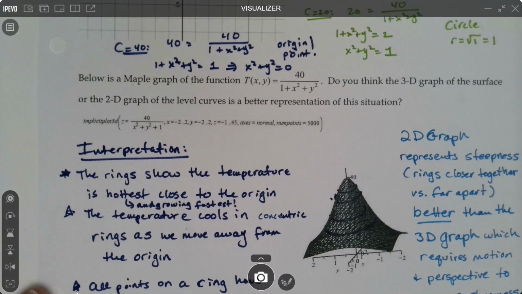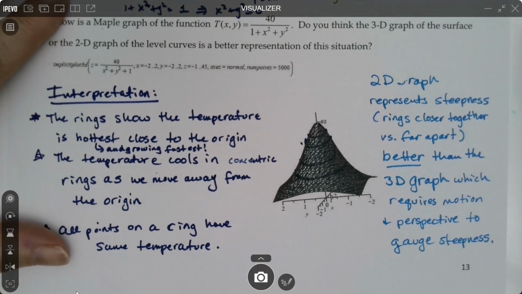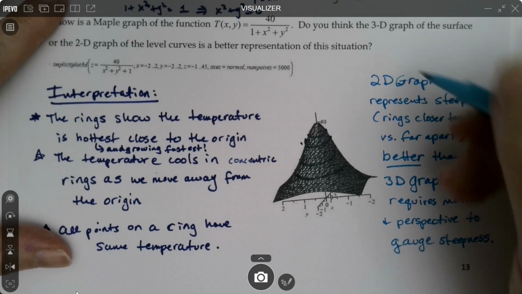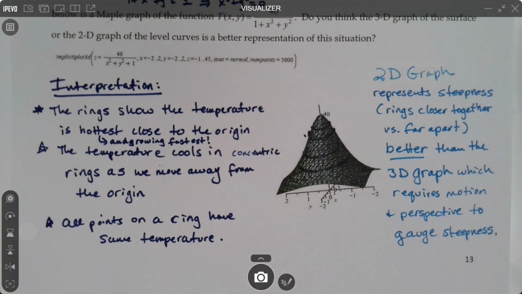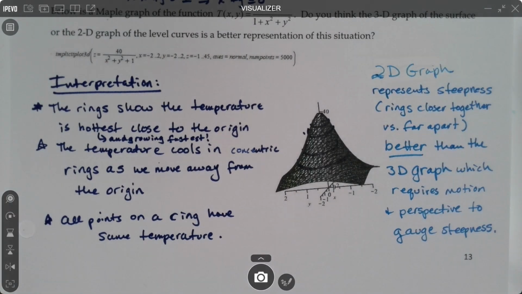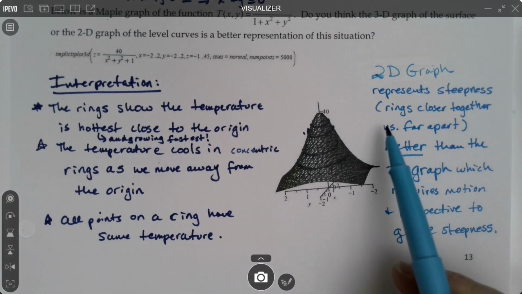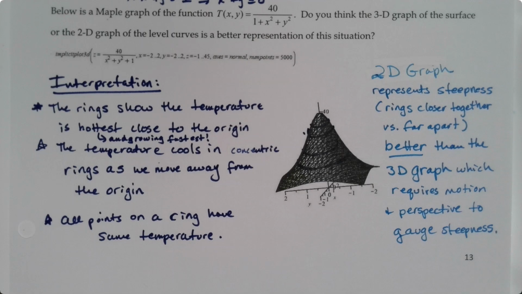And I just wrote that up right here. So the 2D graph is actually doing a better job than the 3D graph at representing steepness. That's why topographical maps are so useful. Oh, sorry, my word there was driving me nuts. Okay, so the 2D graph represents steepness better than the 3D graph. And the way it does it is by the closeness of the rings. When the rings are close together, that means it's steeper than when the rings are far apart. And that's much easier for us to gauge visually than a 3D graph, which requires us to move it around and change our perspective so that we can gauge steepness.